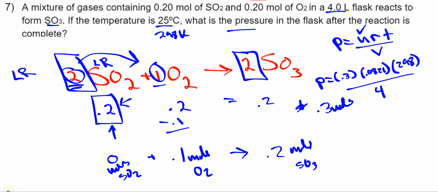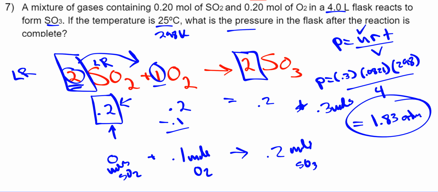I'll plug that in, and I ended up with 1.83 ATM is your pressure in the container. So hopefully that wasn't too bad. This is a problem directly off of an AP test back in the day. It's a good question to test limiting reactants without having to use a ton of technical math, and then applying it to PV = nRT.